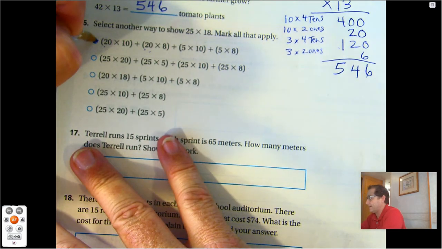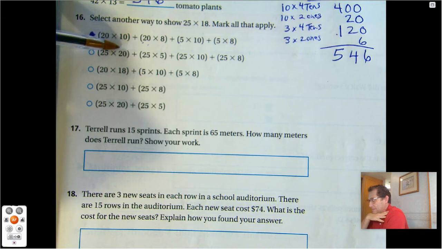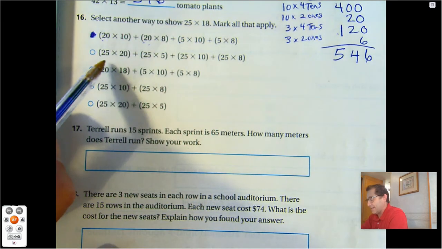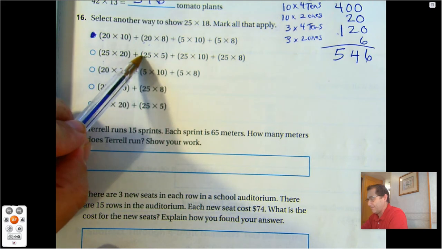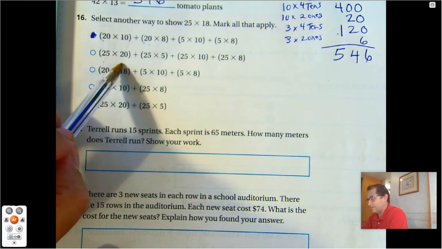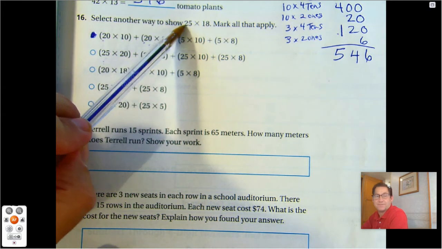The next one, 25 times 20. I'm not really sure what we're doing here, but if we're saying this is the distributive property, they didn't break up the 25. Well, they broke up the 25 this way, 20 and 5, but they're multiplying it by 25. It's not 25 times 25. It's 25 times 18. So that's not right.